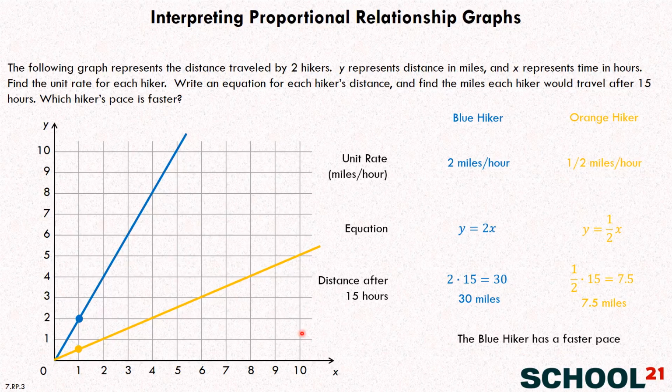One last thing, which one of these lines would you say is steeper? The blue one. The blue line, okay? So that's another way to think about it. When you're thinking about pace or unit rate, the steeper lines, the ones going up and to the right, are the ones that have the greater unit rate, the greater coefficient, the greater distance after a certain amount of time, and the greater or faster pace. Does that make sense? Yeah. Very good.